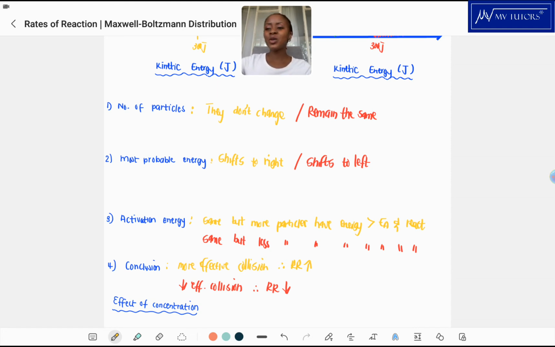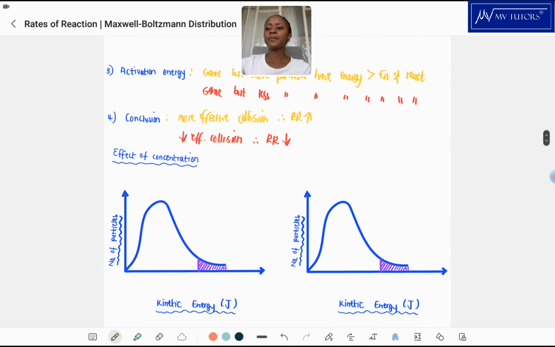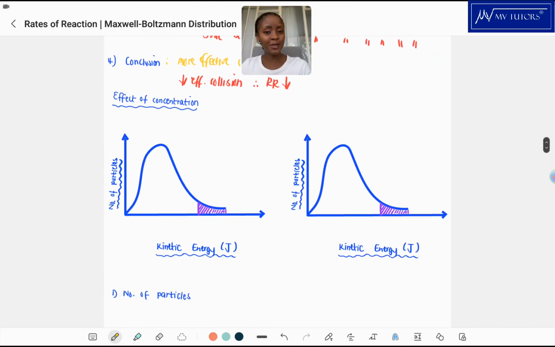Okay, so now we get to the part of the effect of concentration. What happens when you increase concentration and what happens when you decrease it?